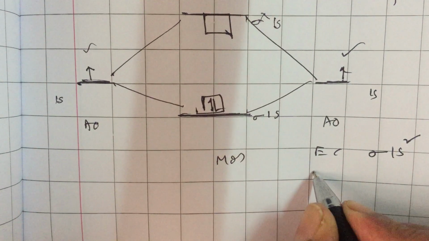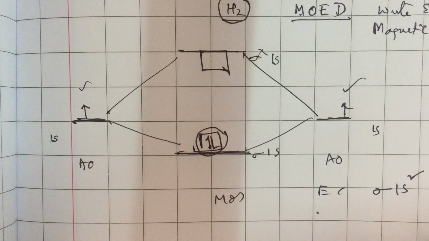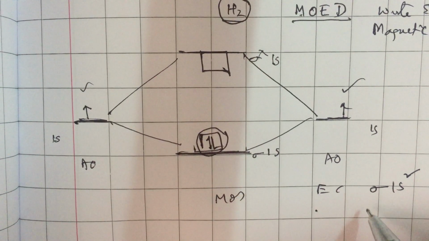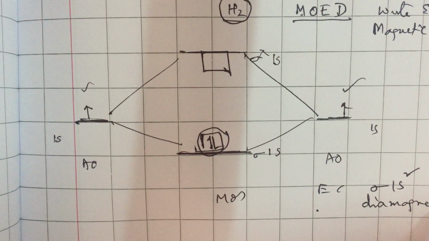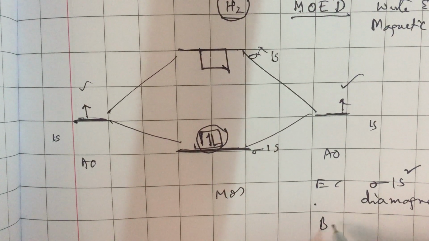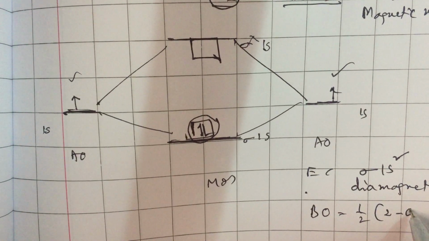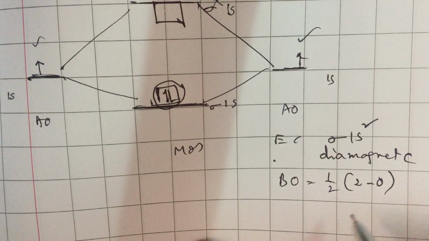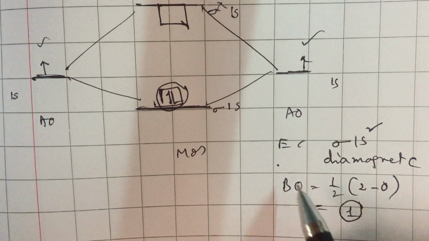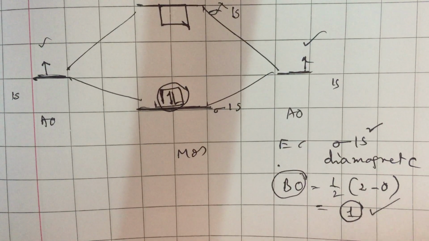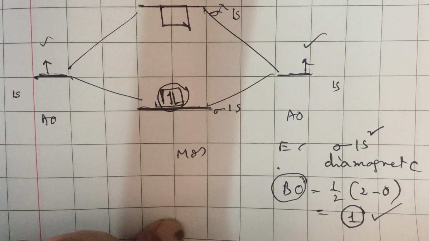And because there are no unpaired electrons in the molecular orbital energy level diagram, it is diamagnetic, that is, repelled by external magnetic field, and the bond order is equal to half into number of electrons in BMOs minus number of electrons in ABMOs, that is equal to 1. So hydrogen molecule bond order is positive, definitely it forms, and it is diamagnetic, as simple as that.